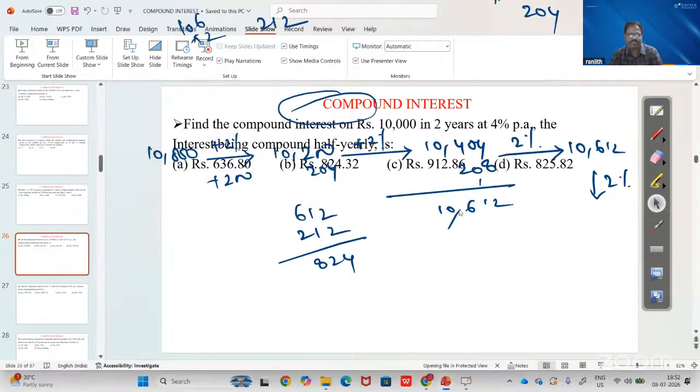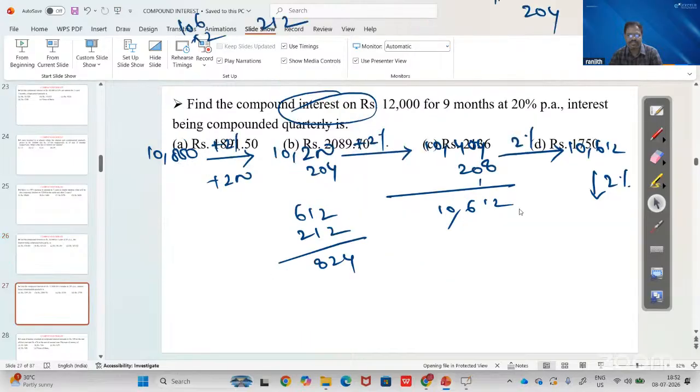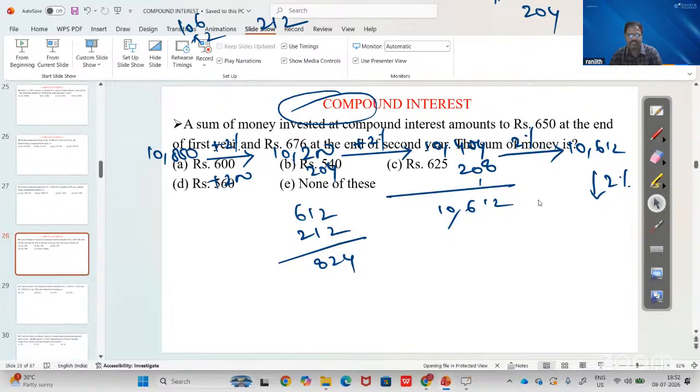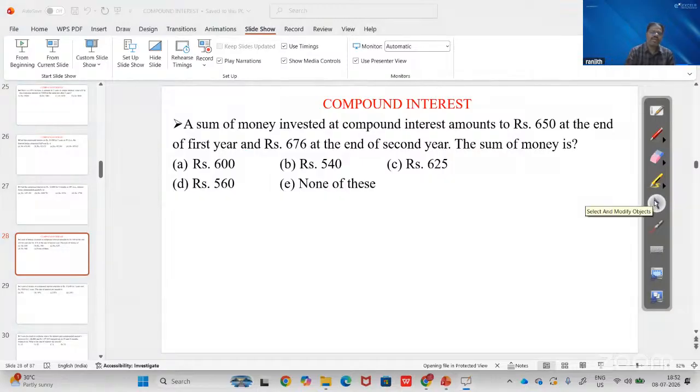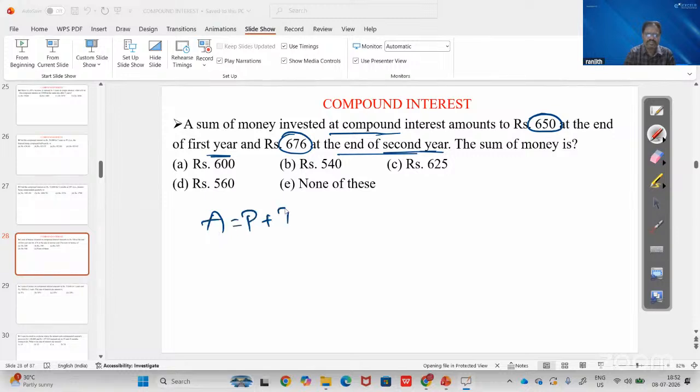Next, last question. What is the answer for this one? The sum of money invested at compound interest amounts to rupees 650 at the end of the first year and 676 at the end of the second year. Amount will be equal to principal plus interest. So we are getting 650 rupees, but this will be equal to 676.